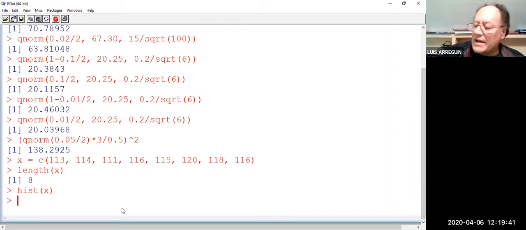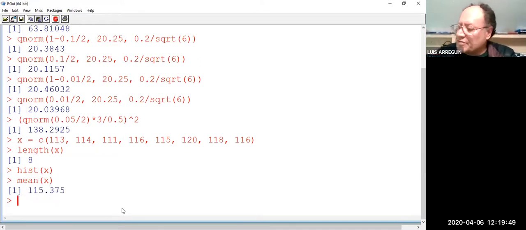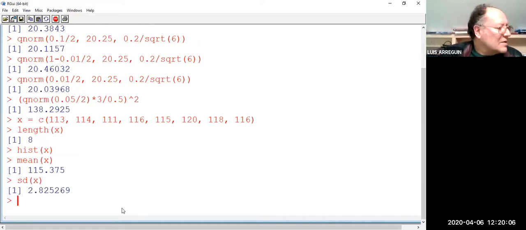So the margin of error m is just, sorry, I need first the mean. The mean of x, we don't need the mean for this problem, but just for completeness, we're going to compute the mean. It's just 115.375 by using R, and the standard deviation of x is 2.8252, 67. So that's the value that we need for our computation.